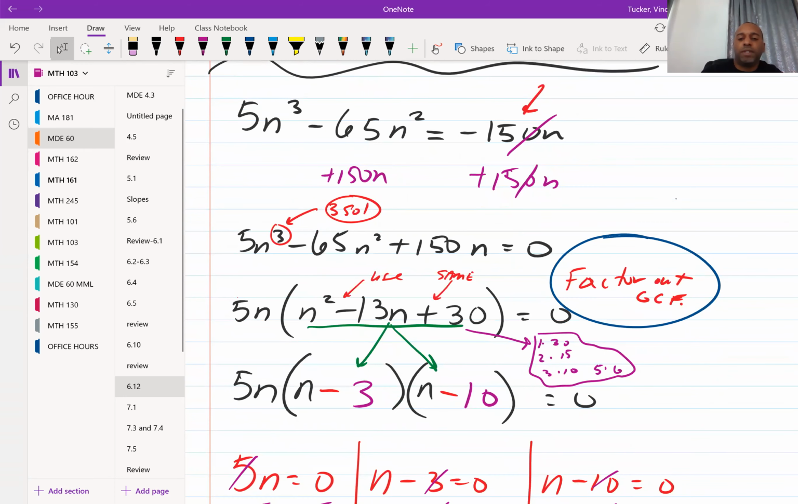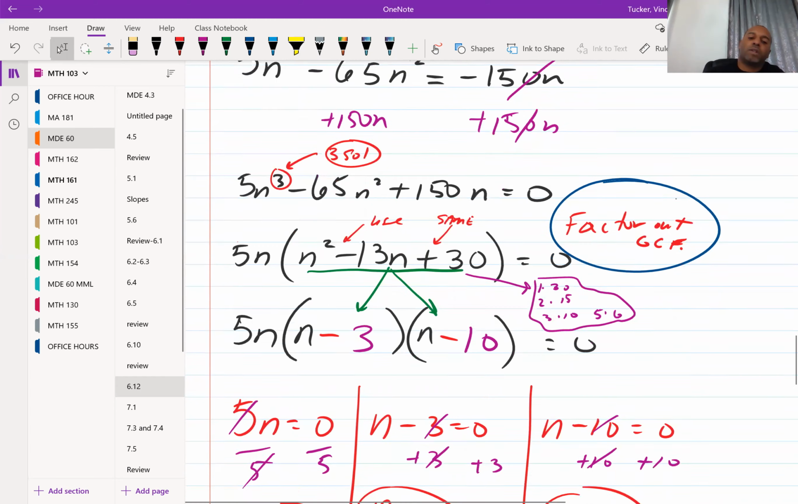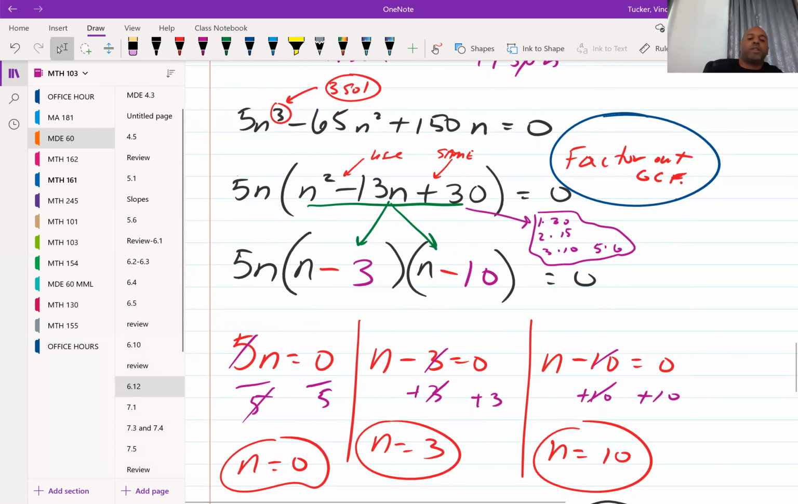Any problems before we look to finish it off? All right. So now you set each part equal to 0. 5n equal to 0. Divide both sides by 5. So n is equal to 0, 0 divided by 5, which is 0. N minus 3 equal to 0. We add 3 to both sides. N is equal to 3. N minus 10 equal to 0. Add 10 to both sides. N is equal to 10. So those would be our 3 solutions.